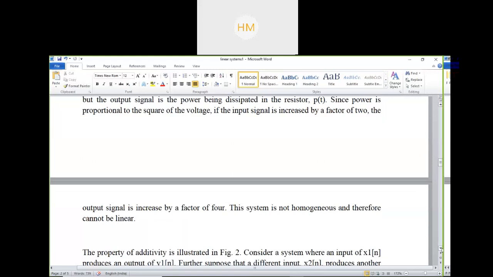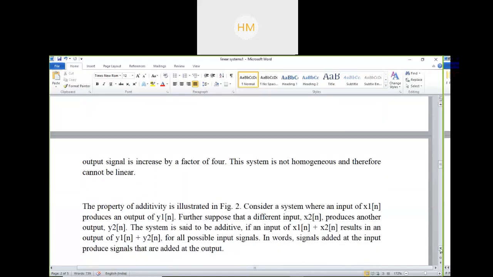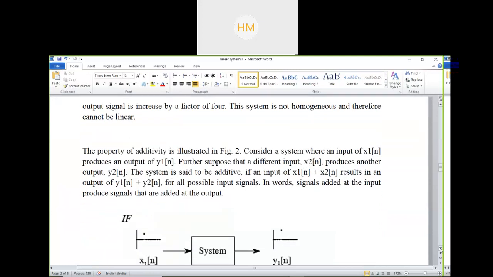Because to have the linearity property, a system should possess both additivity and homogeneity. So if one of the properties is not there, then that system is not linear. It is a non-linear system. Is it clear? Next, we will discuss the property of additivity.